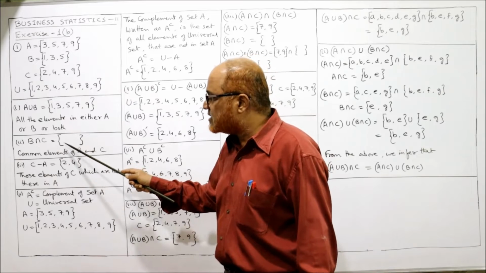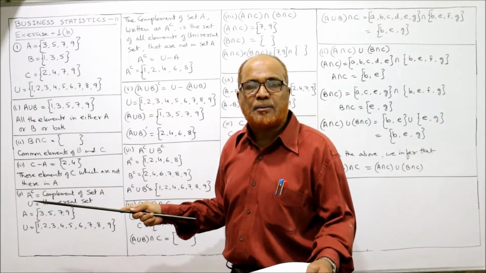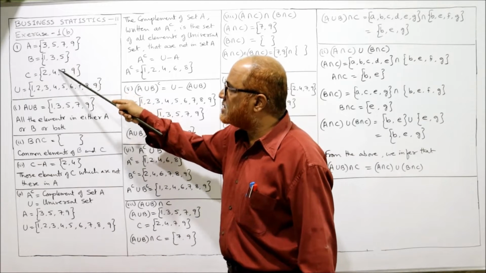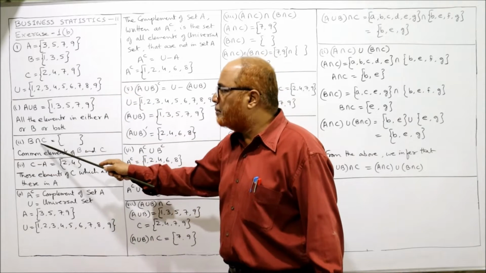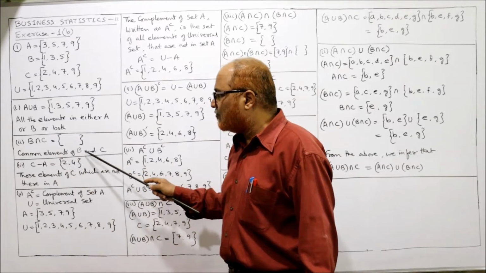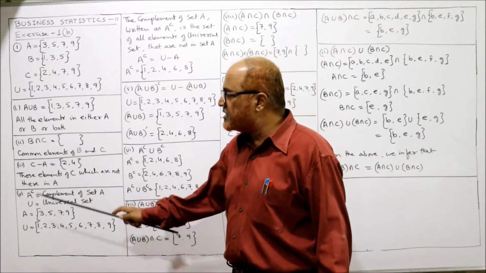This blank set is called null set. It is a set, but we don't have any element because there is no common element in B and C. So B intersection C is null. Common elements of B and C. That's it. 2 bits completed.